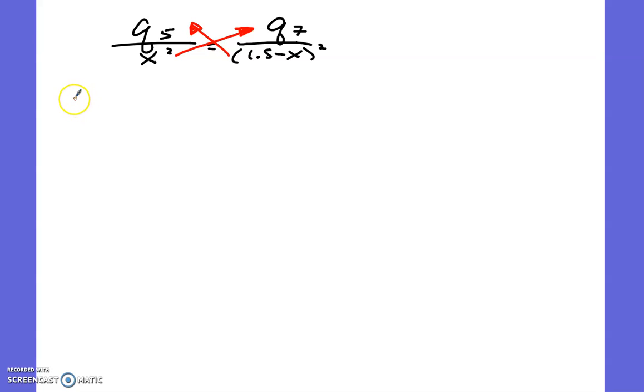And so here I'm going to just write 5 instead, because it's 5 nanocoulombs, times 1.5 minus x, the quantity squared. And then here, this is 7 nanocoulombs, so I'm just going to write 7. Now, I didn't convert either of these to regular coulombs because as long as I'm consistent on both sides, the units would cancel out anyway. So as long as this is nanocoulombs and this is nanocoulombs, I don't have to worry about my conversions.